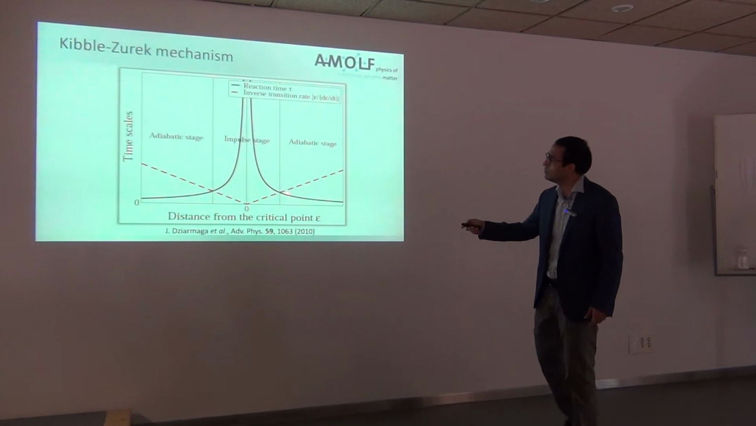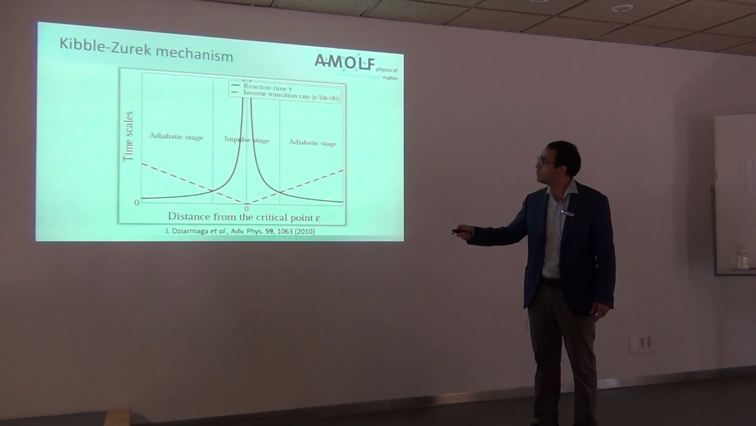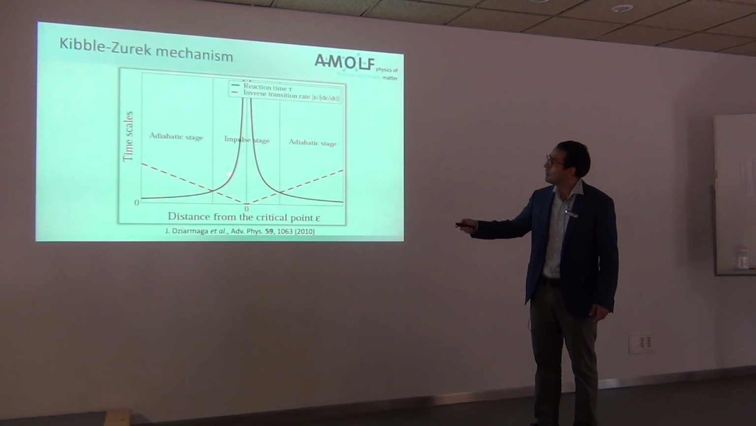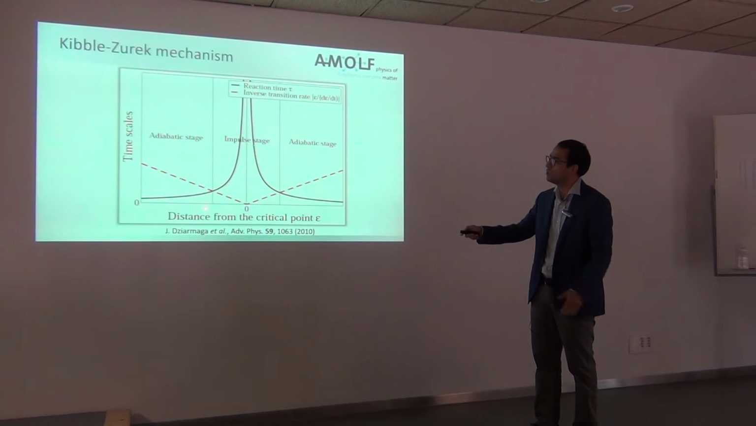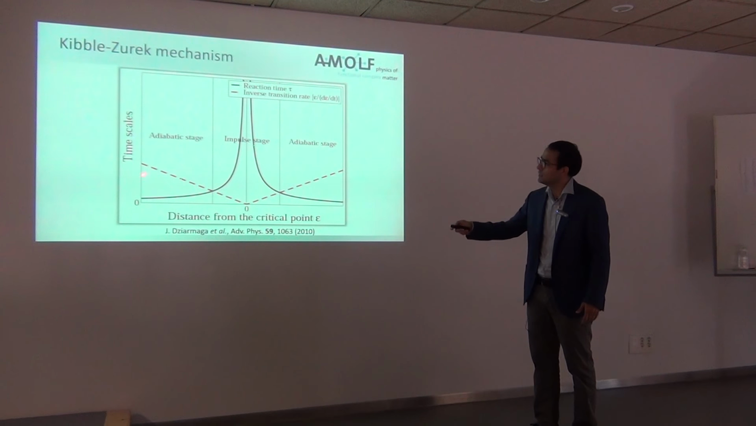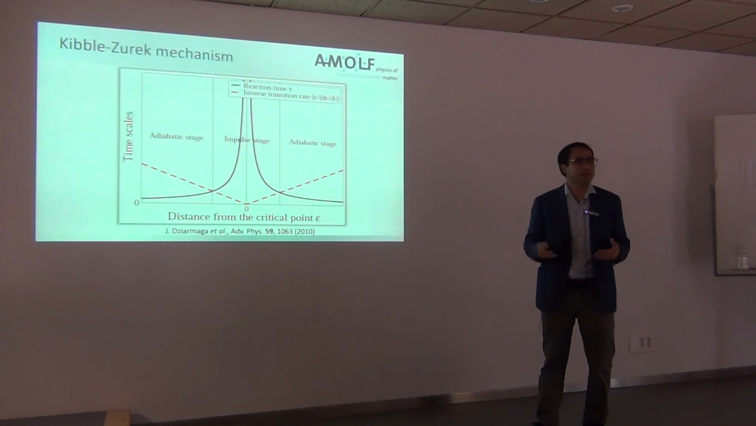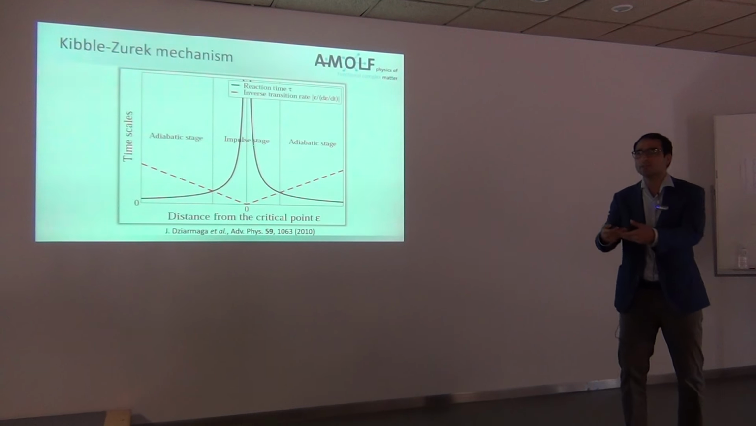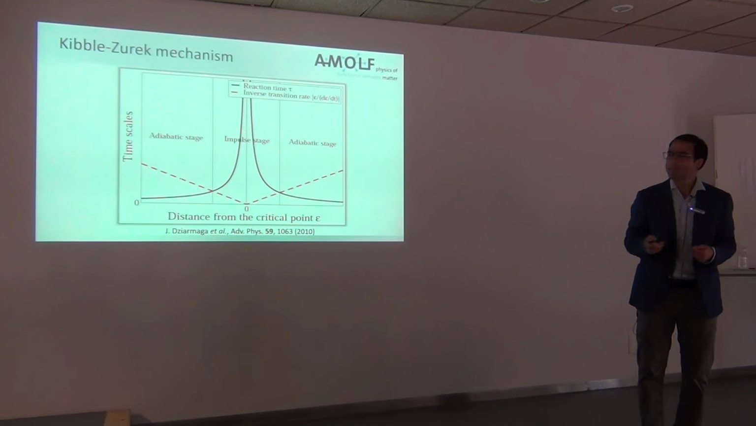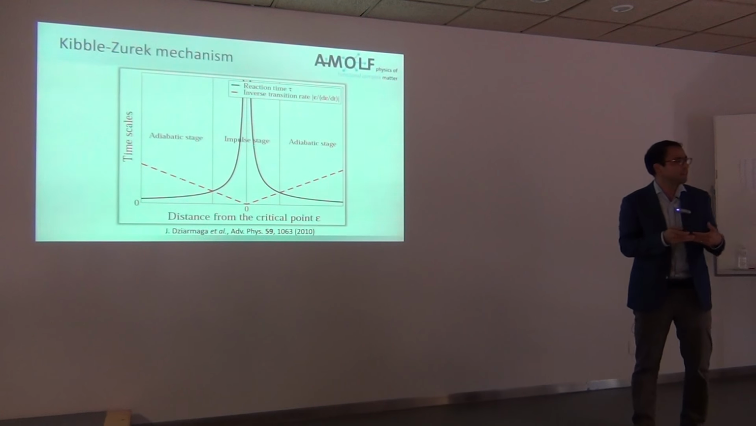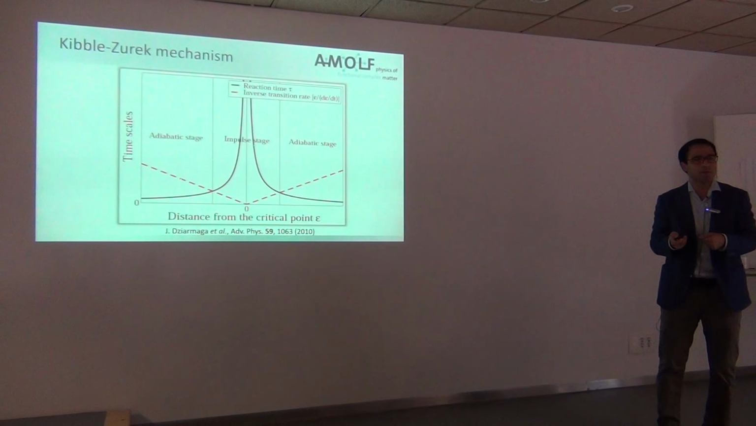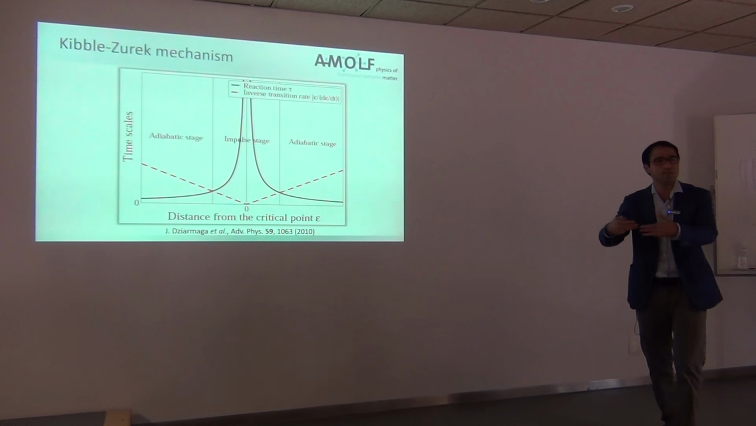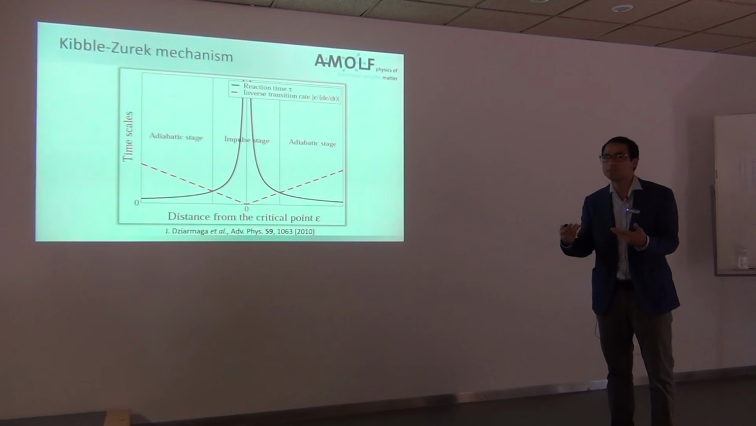And you see that there is a region in the vicinity of the critical point where the reaction time is greater than the inverse transition rate, and there is a region outside where it's smaller. In this region, this is an adiabatic stage because you're pulling the system and the system can react within the time scale that you're pulling in. In this case, it's a non-adiabatic stage because you're trying to pull the system, but because of the critical slowing down, the system cannot follow. So then the dynamics become non-adiabatic.